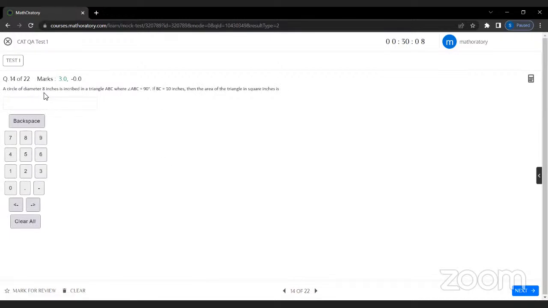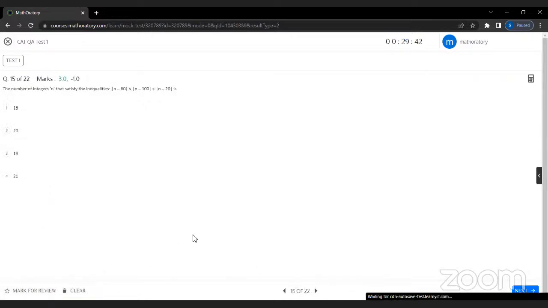A circle of diameter 8 inches is inscribed in a triangle where angle ABC is 90, BC equal to 10, then the area. BC is 10, so this is not the hypotenuse, B is 90, 8 inches. Oh, okay, that in-circle idea, I've discussed these things I guess. Pythagoras will be needed here, I'm not sure a triplet will come, so let's mark this for review, I'll test it later on. Number of integers n that satisfy the inequalities.